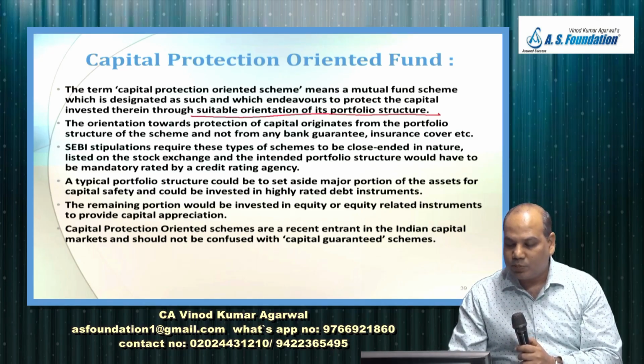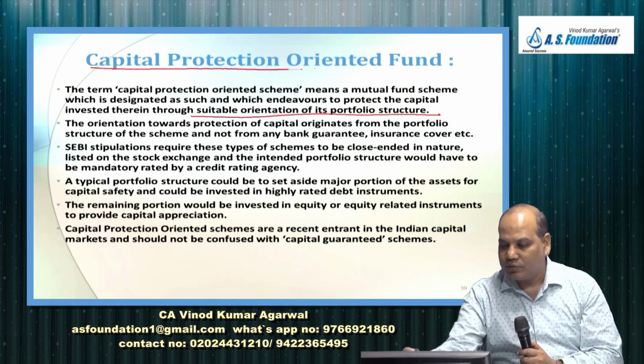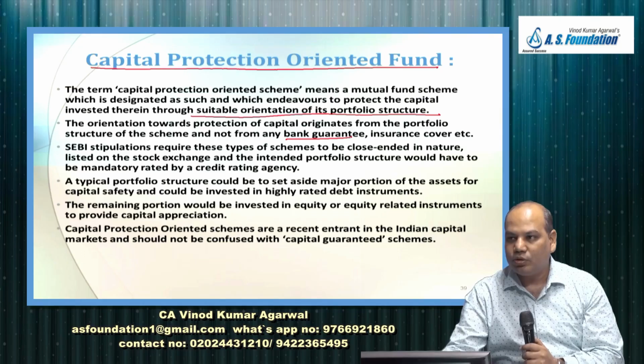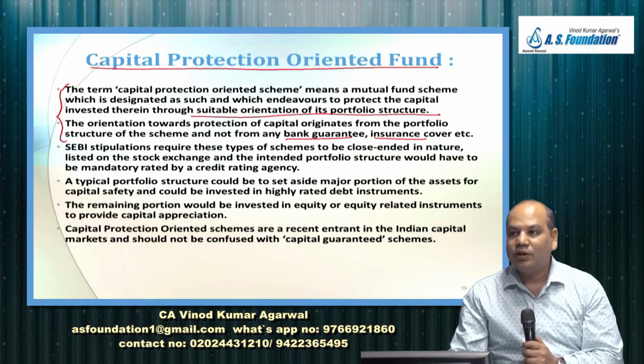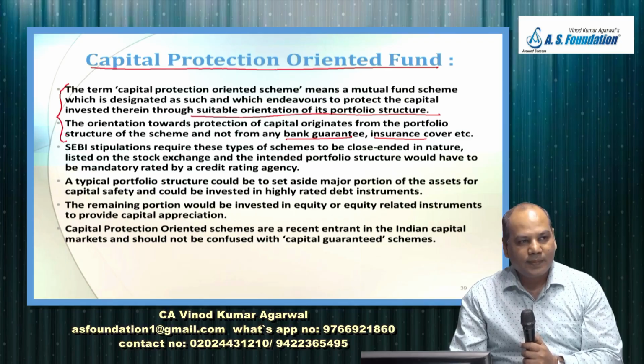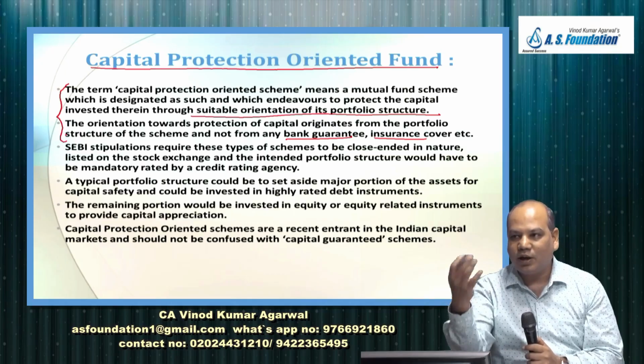through suitable orientation of its portfolio structure. The orientation towards protection of capital originates from the portfolio structure of the scheme and not from any bank guarantee, insurance cover, etc. So how do they give such kind of protection? Do they take any bank guarantee? No. Do they take any insurance? No. It is all because they invest in such stock, such investment that the risk is less. So this was also popular with the investor because investors don't want to lose their hard-earned money. Is it right?